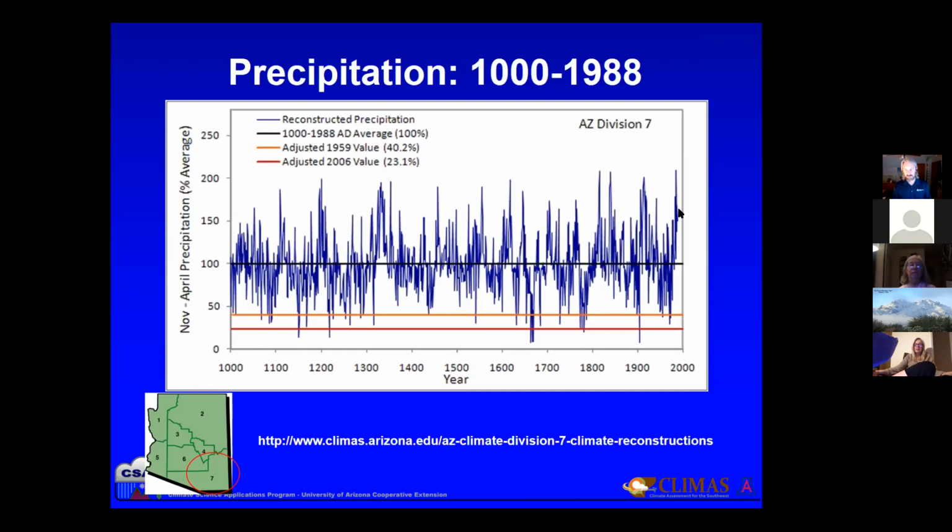I believe this one ends in 1988. This one ends in 1988. And it is showing us November through April precipitation percent of average. So the black line is 100%. So in a given winter, if it falls on that, it's just the average for the wintertime precip. And then 50 is half, 50% of average would be half, and then 150 is 1.5 times the average.